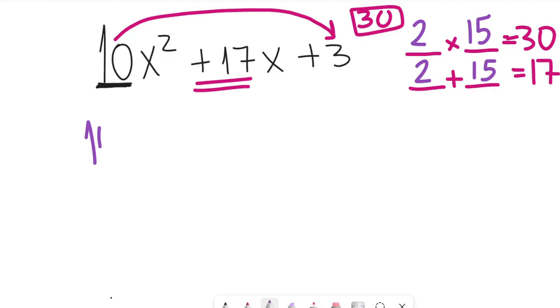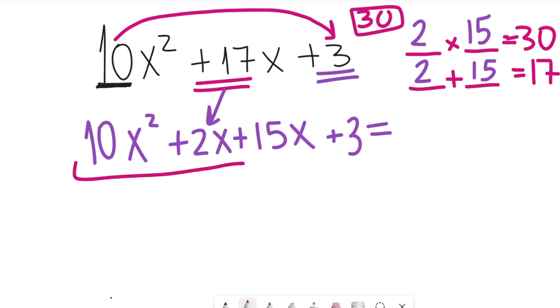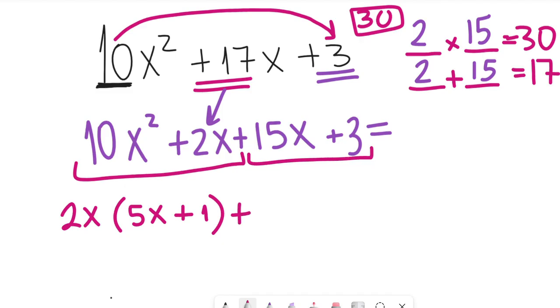Okay? So, first term remains unchanged. The last term remains unchanged. We split 17x into 2x and 15x. All right, almost done. First two terms, what do they have in common? We can factor 2x out and we have 5x plus 1 in brackets. Now, these two terms, we can factor 3 out and then again 5x plus 1 in brackets.